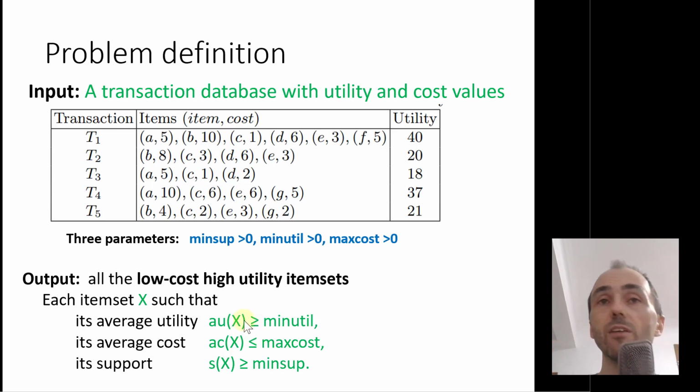So based on the parameters we select in this problem, we can find all the low-cost, high-utility item sets that have the average utility more than the minimum utility, the cost less than or equal to max cost, and the support more than the minimum support.